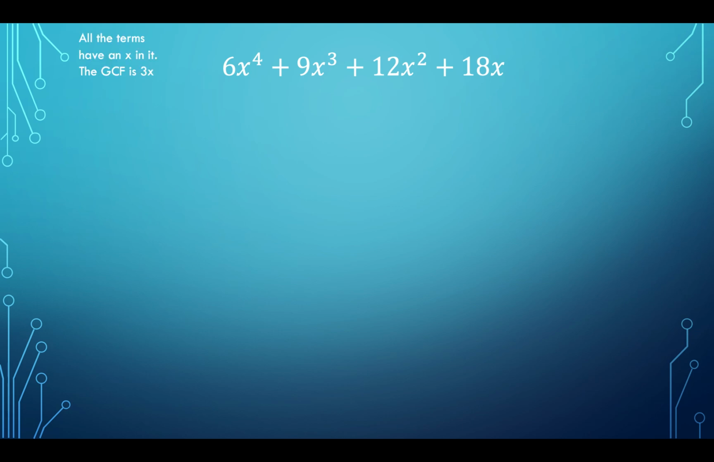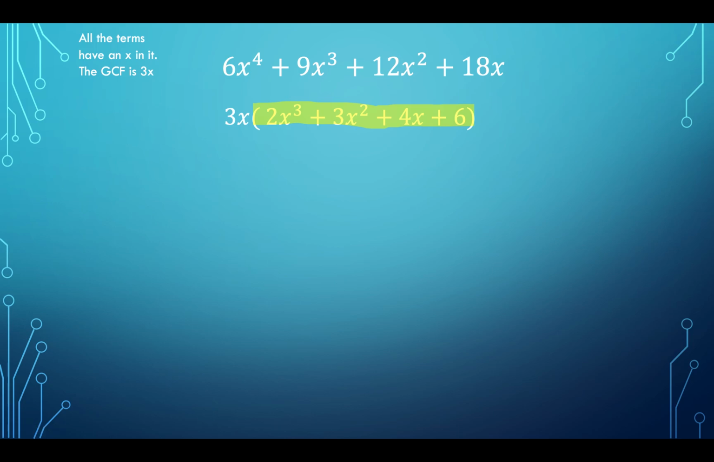So we have 6x to the fourth plus 9x cubed plus 12x squared plus 18x. All the terms have an x in it. The greatest common factor is 3x. So we're going to factor out our 3x and then put our factored form. So it's 3x times 2x cubed plus 3x squared plus 4x plus 6. If we multiply 3x times each of these terms in the parentheses, we would get this back as our final answer.